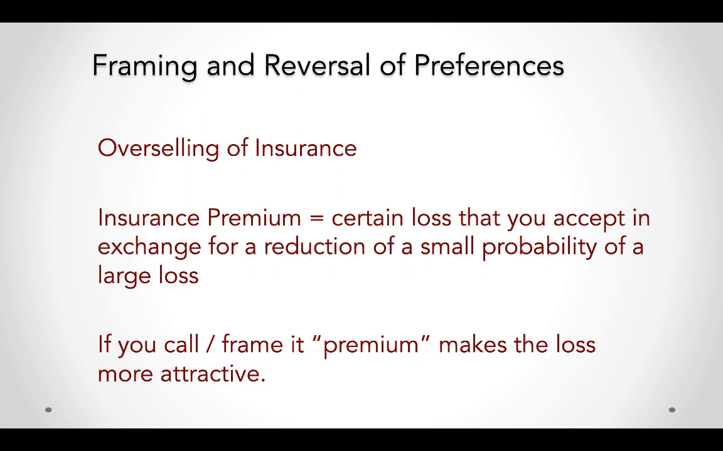In the overselling of insurance, the insurance premium that you pay for your house, for your car, it's a certain loss. It's a premium. You pay it every month. It's a certain small loss that you accept in exchange for a reduction of a small probability of a large loss, right? So, if your house catches on fire, that's a big loss, and you're trying to reduce that probability by insuring it.